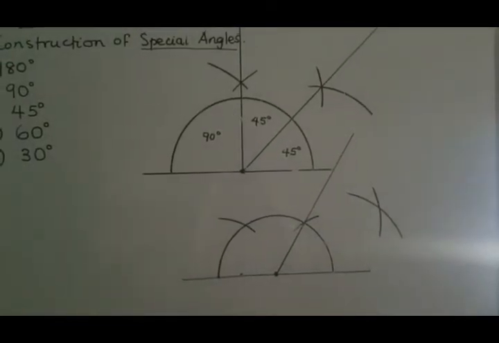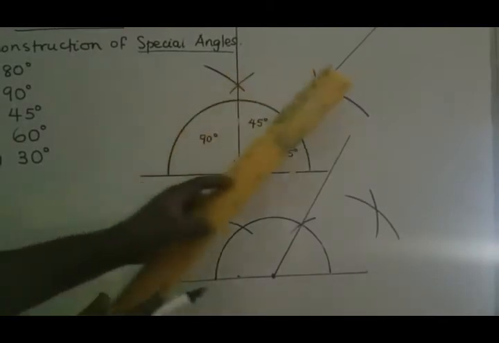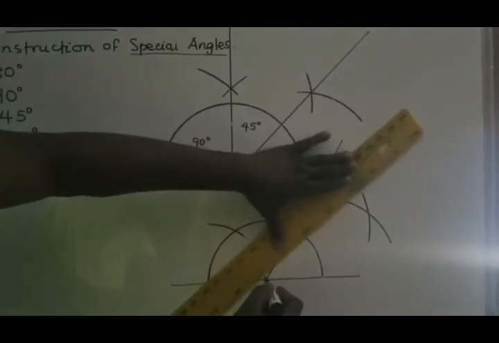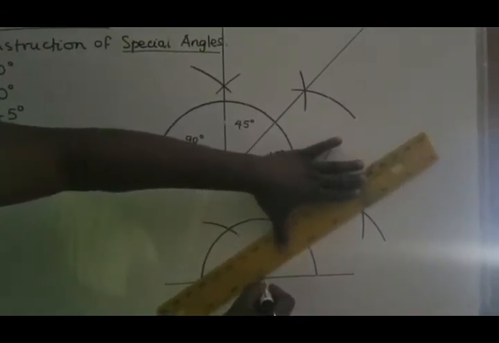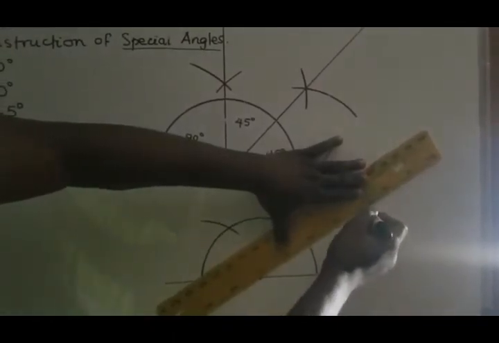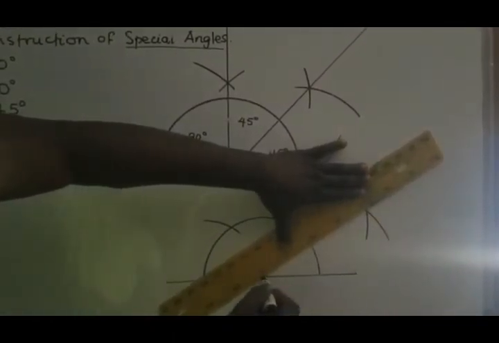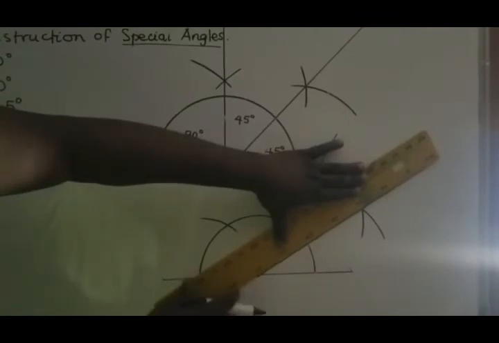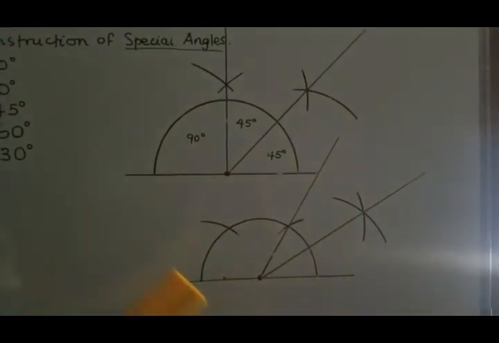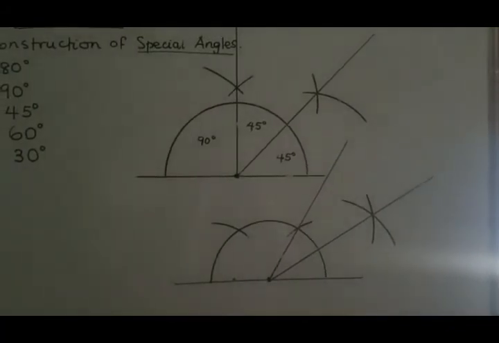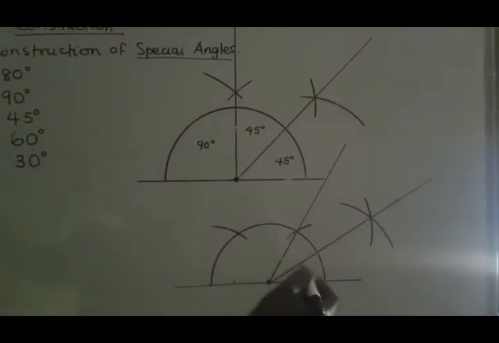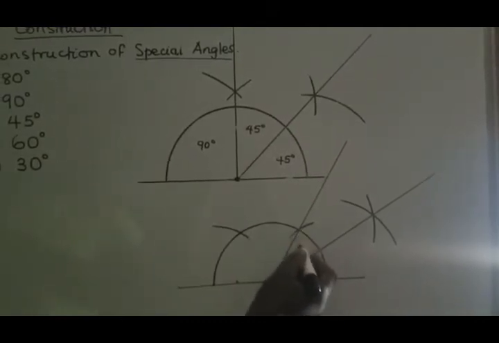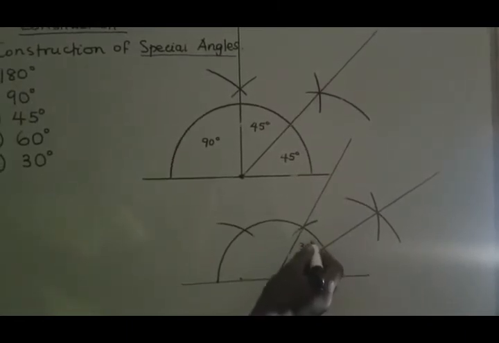So we can now join that point. Let's now join the point to the center. So we have it like this. Okay. So that is, yes, that is 30 degrees. So from here, this is 30 degrees, and then from here to here is also 30 degrees.